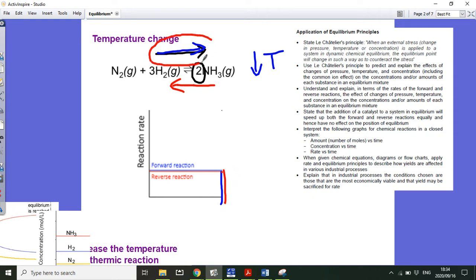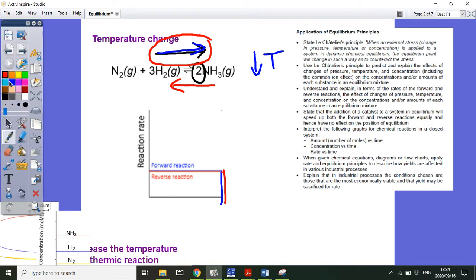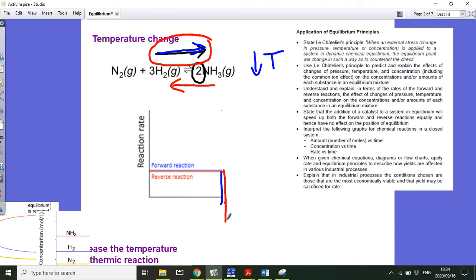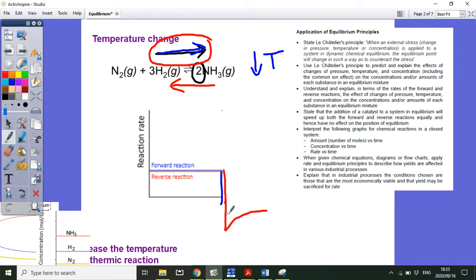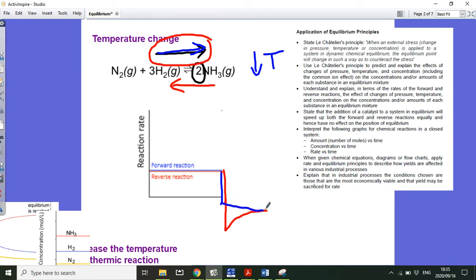So because the forward reaction was favored, it must still end up with a higher rate here. So the forward reaction is not going to go down as much as the reverse reaction, because it needs to end up with a higher rate, meaning more to the top. And then once it has done that, it's going to join up again until they are equal on top of each other, where I've now reached a new equilibrium. Make sure you can do the increase and the decrease of the temperature using rate graphs. And that's it for temperature.